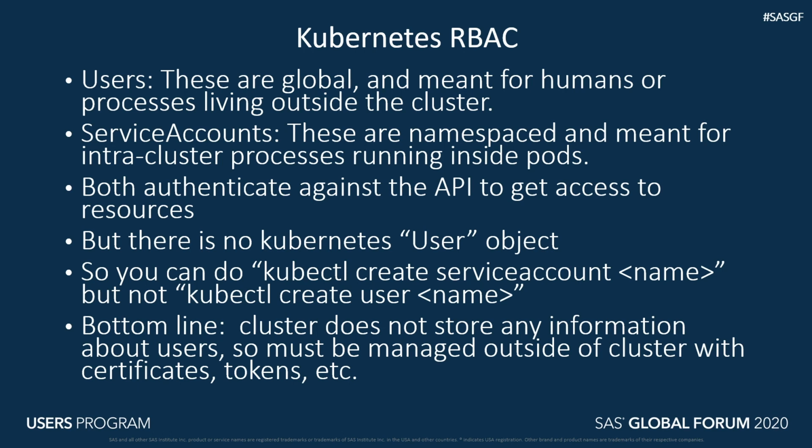In Kubernetes RBAC, users are global, meant for humans or processes living outside the cluster. The service accounts are for our namespace, meant for intracluster communications or processes running inside the pods. Both will authenticate against the API to get access to resources, but there is no true Kubernetes user object out there. So you can't do a kubectl create user. You can do a kubectl create serviceaccount name.